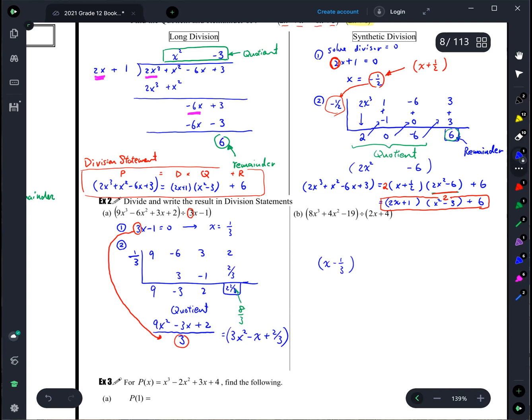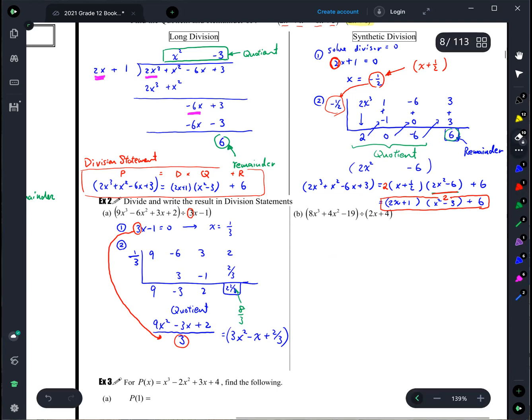So in order to match the question, right? The question is not x minus 1/3, it's 3x minus 1. So you need to times it by 3 to make it match the question. So at the same time, you need to divide your quotient by 3.